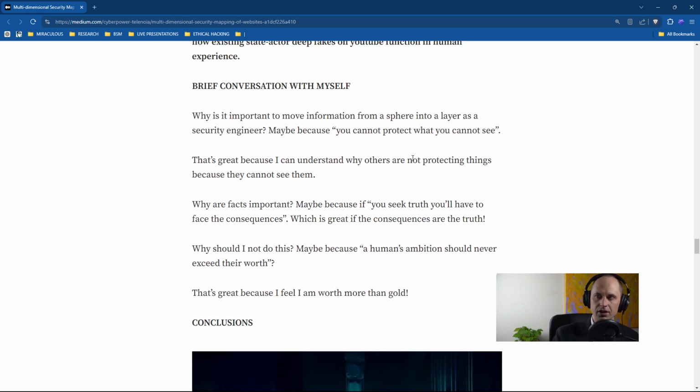Here's a brief conversation with myself. I'll put the image of myself on for this one. That's what I've called this paragraph, it seems here, before the conclusions.